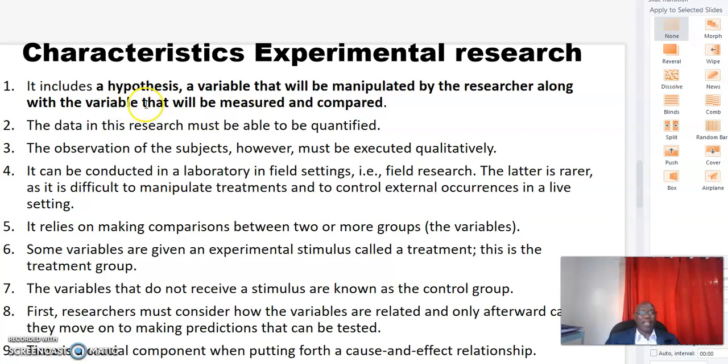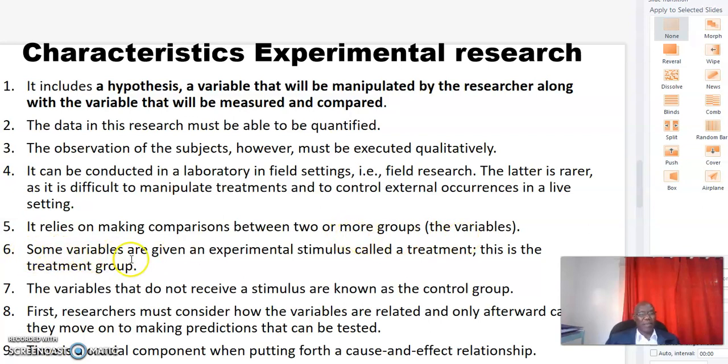1, it includes a hypothesis, a variable that will be manipulated by the researcher along with the variable that will be measured and compared. 2, the data in this research must be able to be quantified. 3, the observation of the subjects, however, must be executed qualitatively. Number 4, it can be conducted in a laboratory or in field settings, that is to say, field research. Number 5, it relies on making comparison between two or more groups, that is the variables.